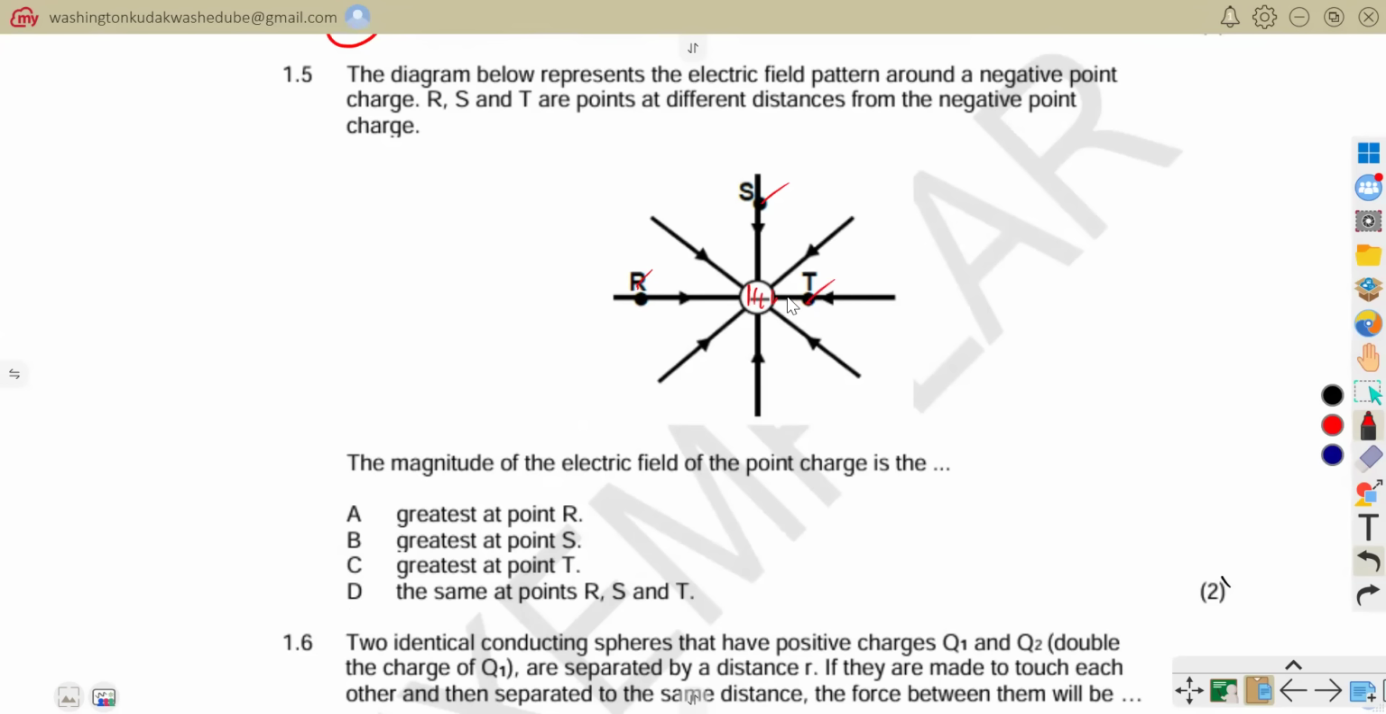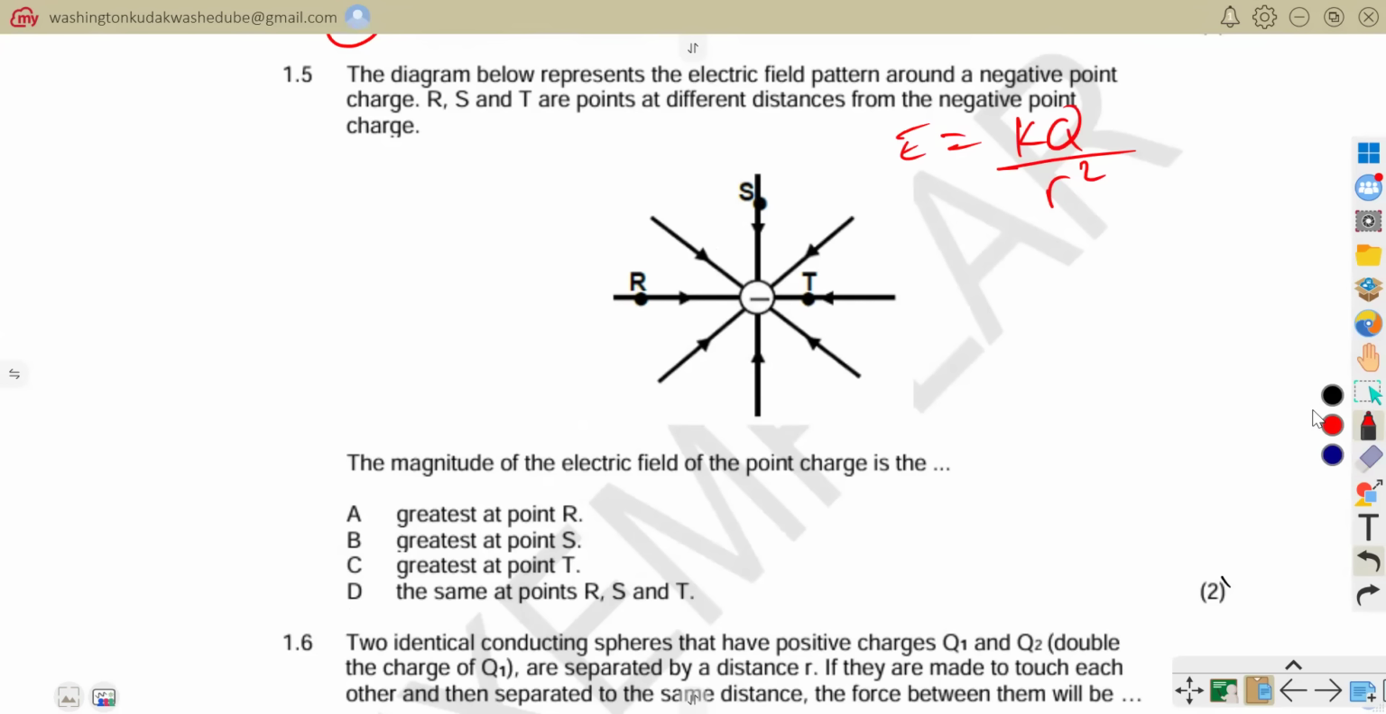What governs the electric field? We know that the electric field is given by KQ, which is the charge that is here, divided by R squared, where this R squared is the distance from this point charge.